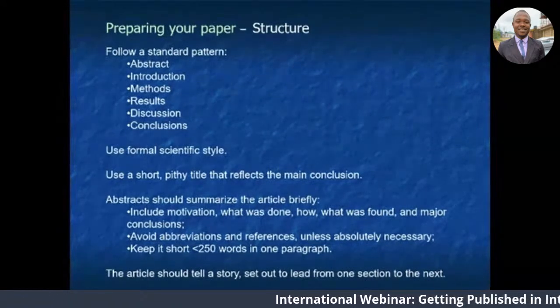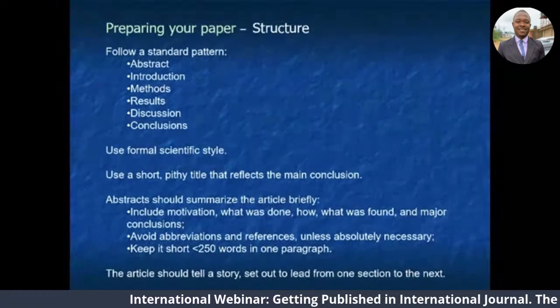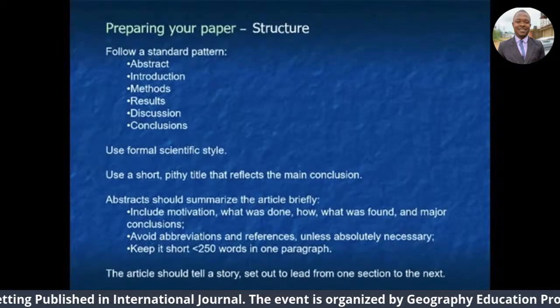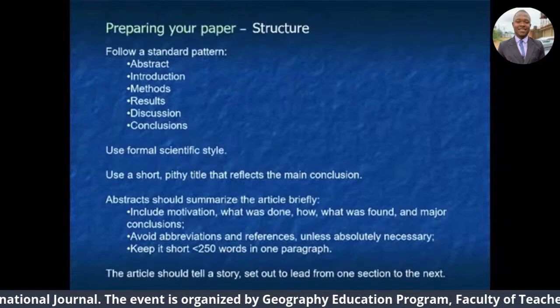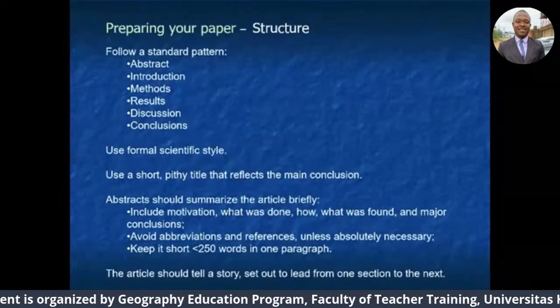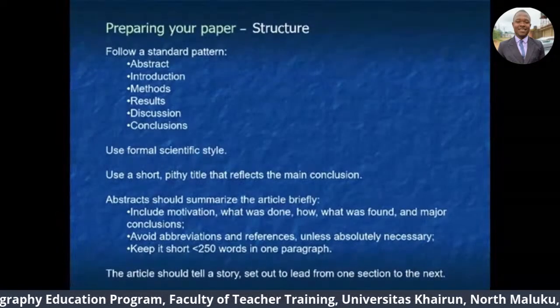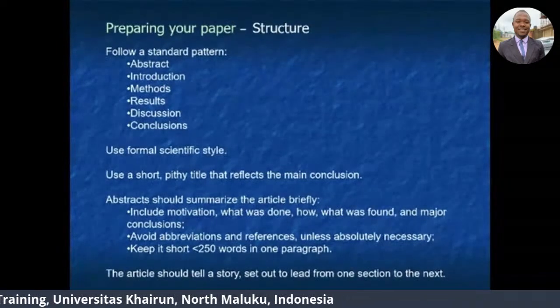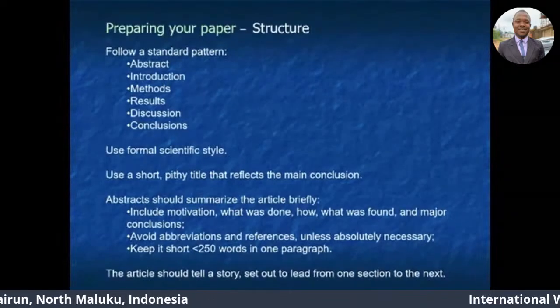In fact, for a good researcher, you should have this at the back of your mind. You don't even need somebody telling you, oh, your paper should contain an abstract, your paper should contain an introduction, the method must be clearly stated, the result. These are things that you should have at the back of your mind. These are the ABCD of journal publications, both local and international journals.